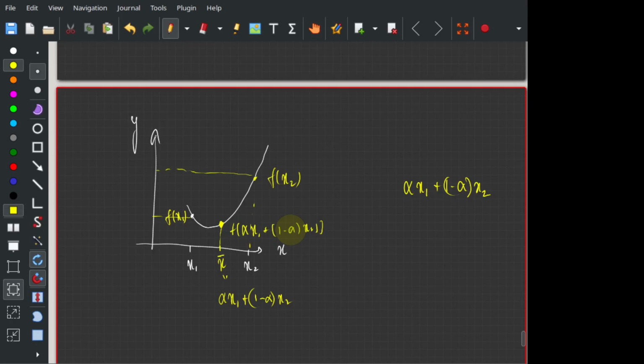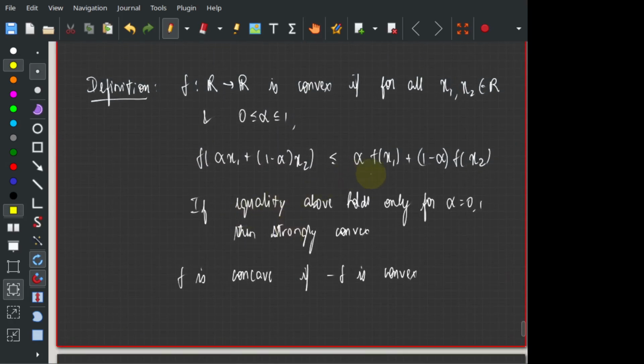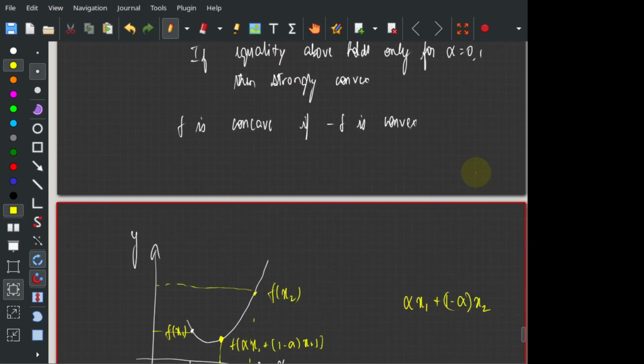What about the right hand side of my definition? What is alpha f of x1 plus 1 minus alpha f of x2? Where is it going to lie? That is basically going to be on the line joining f of x1 and f of x2. So what this definition says is that the function is convex if I take any 2 points on the curve, the straight line joining these 2 points should always be above the curve. So that's the definition of a convex function.